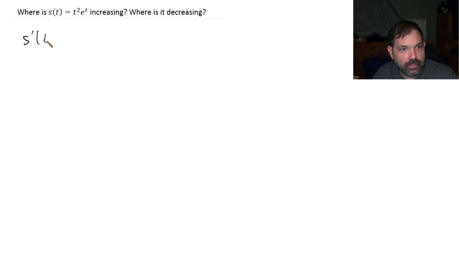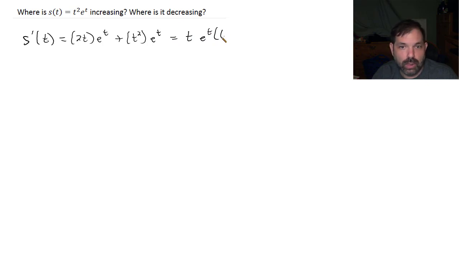Let's calculate s prime of t. Applying the product rule, I would have 2t e to the t plus t squared e to the t. And I think we actually calculated this derivative earlier in the section. So then I can factor this. I can write this as t times e to the t times (2 plus t), if we wanted.